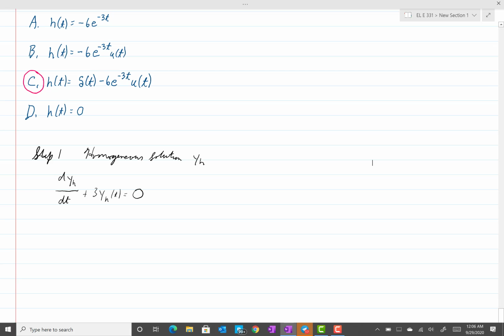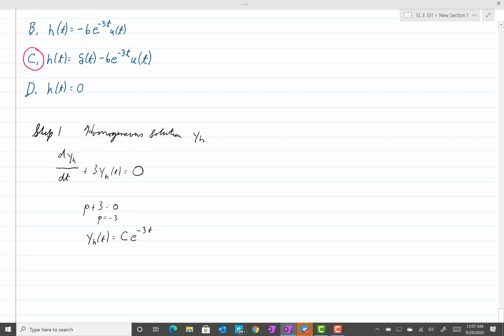And so, as usual, we know that we will assume a solution of the form y_h equals c e to the pt. When we substitute that into this equation, we end up finding p plus 3 is equal to 0. And therefore, y_h of t is c e to the minus 3t, because of course this means that p equals negative 3. Okay, so that's the end of the first step.